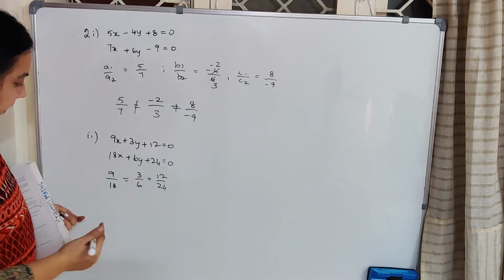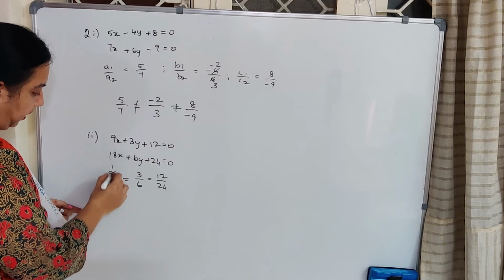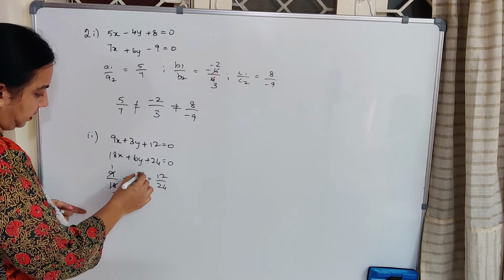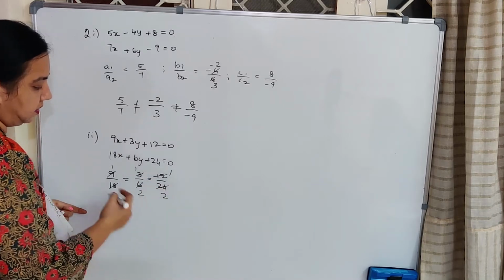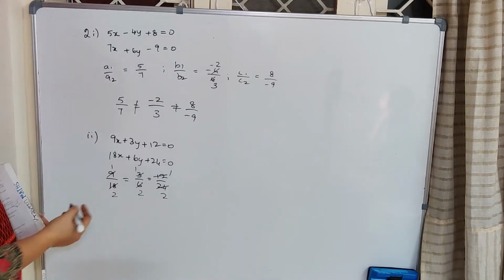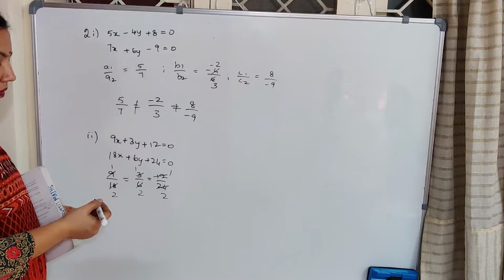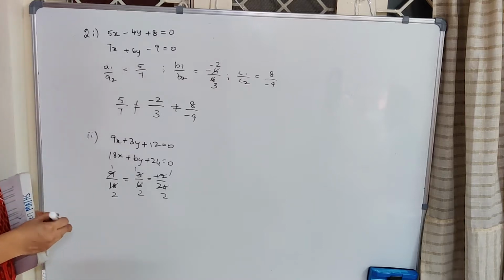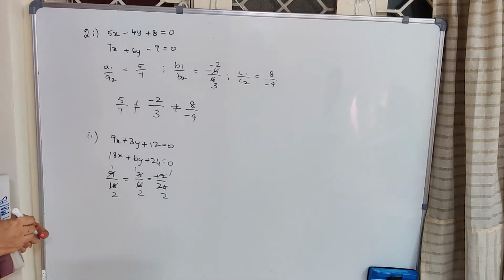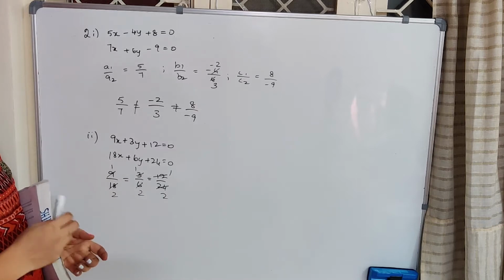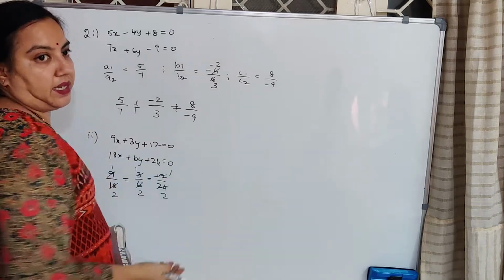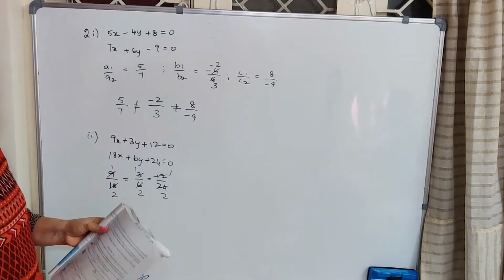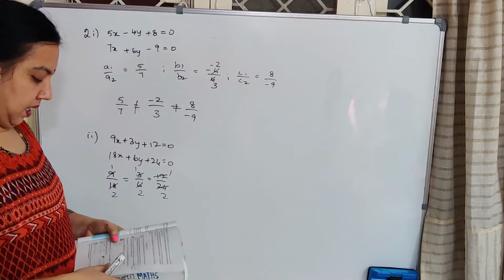Then in this equation we see 9 one time, 18 two times, 3 one time, 6 two times. So A1 by A2 is equal to B1 by B2 is equal to C1 by C2. What does it mean? It means that both the lines are overlapping on each other. So it will have infinite number of points of intersection. One line is on the other line, so they will be overlapping. So many points of intersection are there.